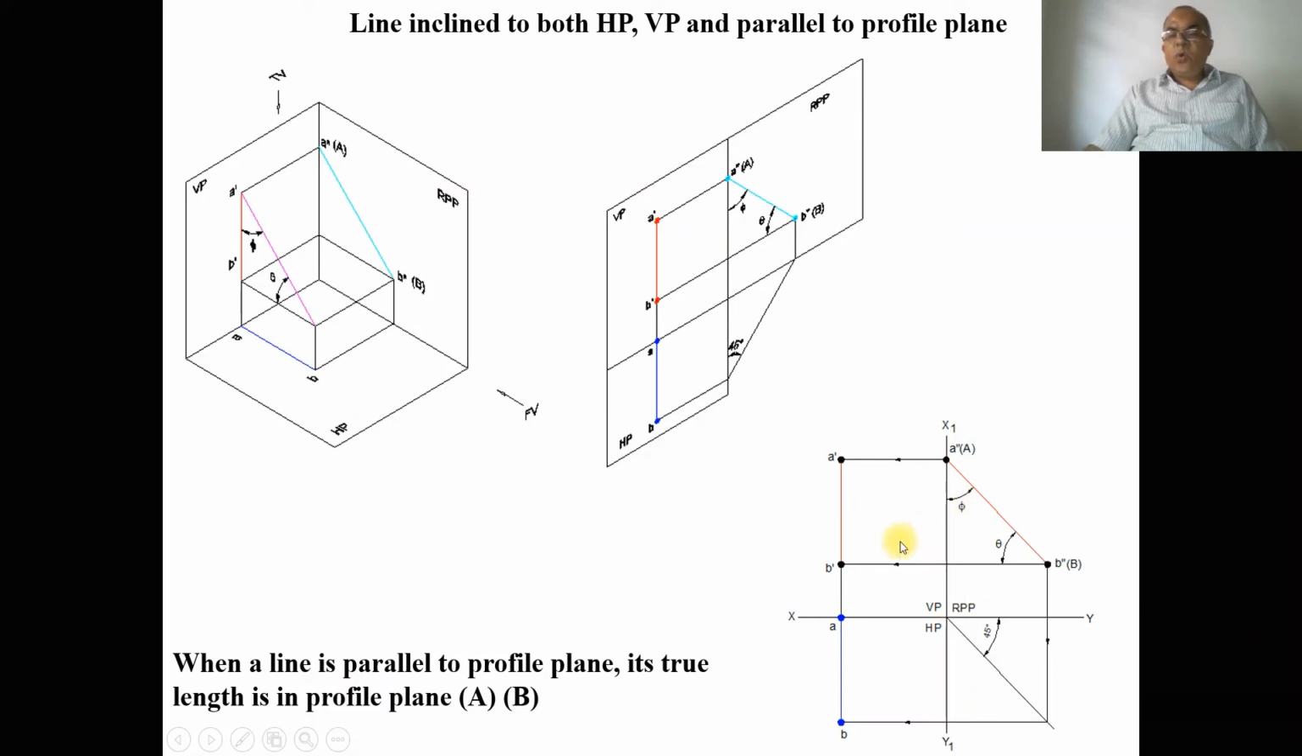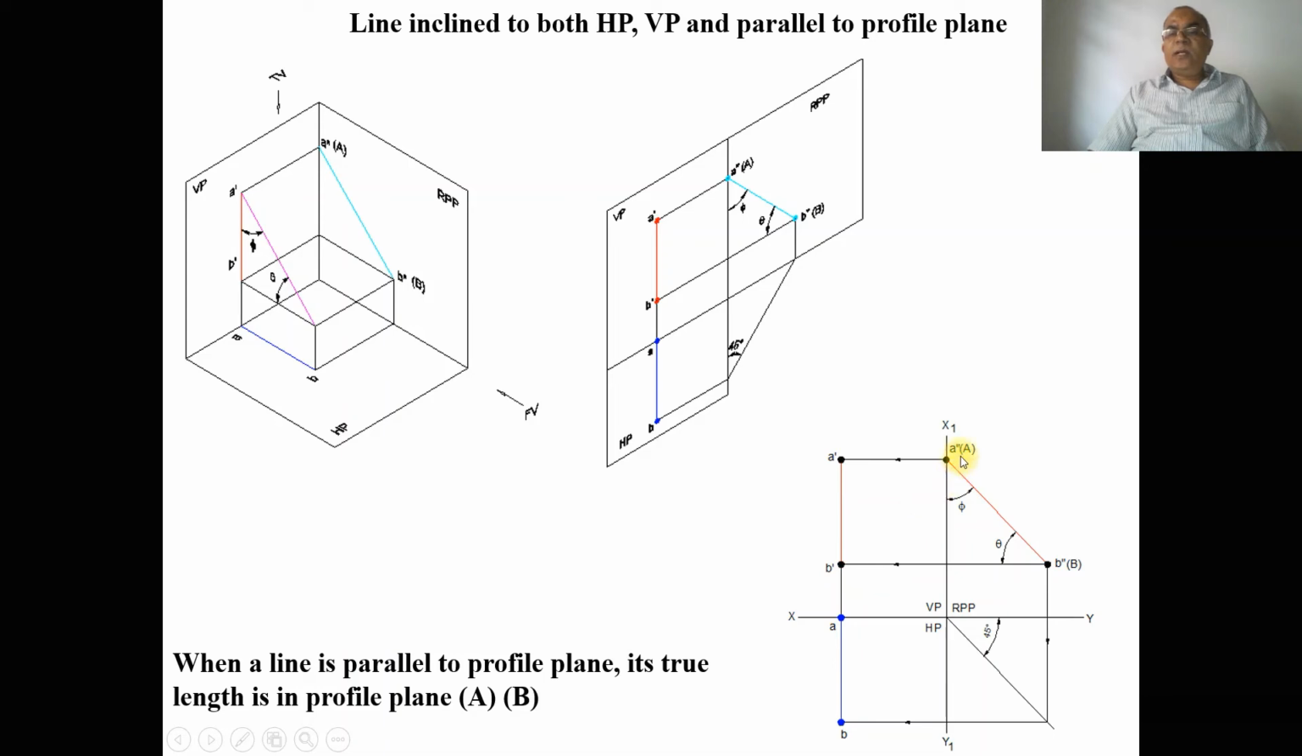And since the line is inclined to HP here by theta, the two endpoints of the line, A dash and B dash, are not equidistant from the horizontal plane, so the line is inclined to HP. Since the line is inclined to HP, we can see the apparent length in HP. Similarly, when the line is inclined to VP, the two endpoints of the line, both A double dash and B double dash, are not equidistant from the vertical plane, so the line is inclined to VP, so that inclination is fine. So when you look from the top view, since this line is inclined to VP, you are getting the apparent length in the vertical plane, that is A dash and B dash.